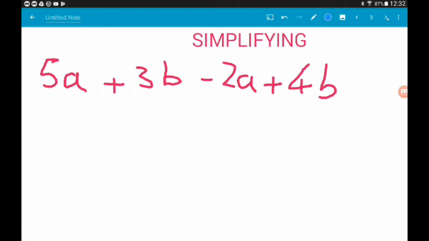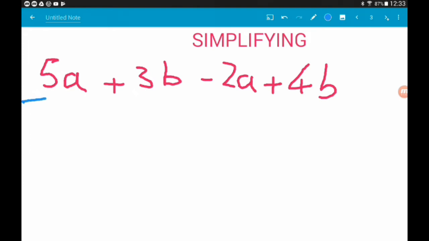So if we think of these as apples and bananas, then we've got 5 apples add 3 bananas minus 2 apples add 4 bananas. Now, if in real life this was our real apple and banana situation in our kitchen, we wouldn't tell anyone that's how many apples and bananas we have like that. We would tell them how many apples we have and how many bananas we have.